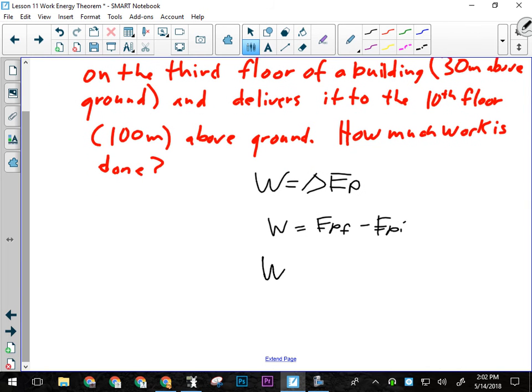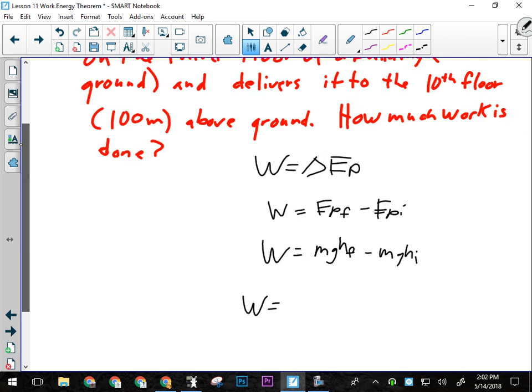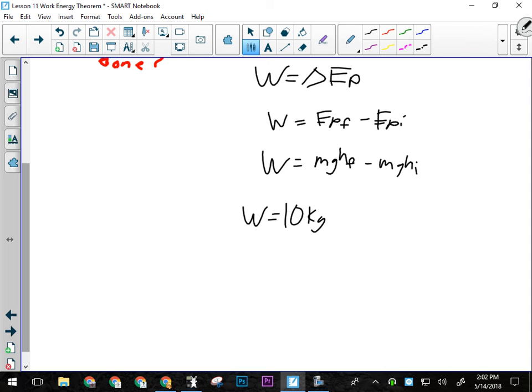So further then, we write in the formula for potential energy, which we learned last week is m times g times h, where m is the mass, g is 9.81, and h is the height. So this will be m times g times the final height, minus m times g times the initial height. Then we can plug in our numbers. It's a 10 kilogram package. Actually, we don't need the units in there, not for this part anyway. So 10 times 9.81 times 100 meters, because we went to the 10th floor. So its final height is 100 meters, minus 10 times 9.81 times 30 meters.